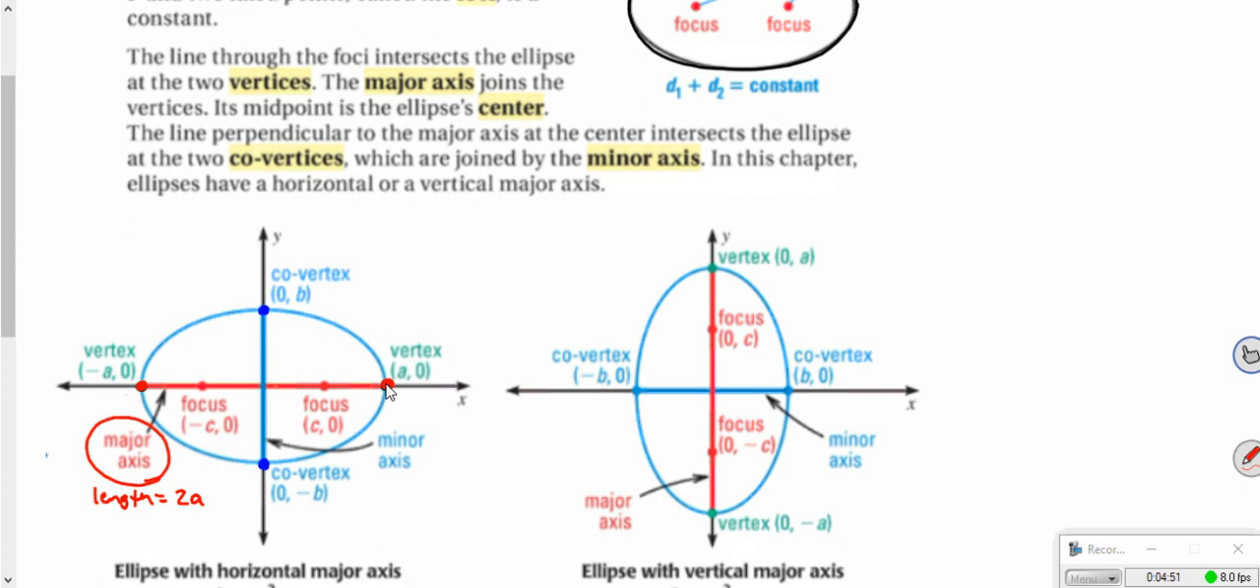Your minor axis, in this one your y-axis, is where your ellipse is shorter, and its length is going to be 2b, because notice b's are the coordinates for our co-vertex, sorry. a's are the coordinates for our vertex.